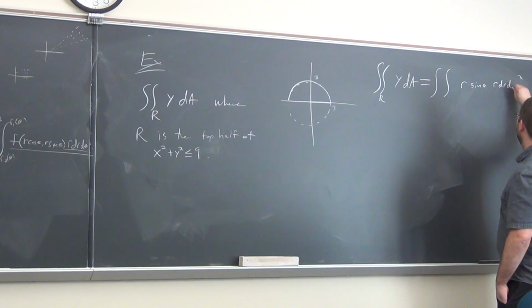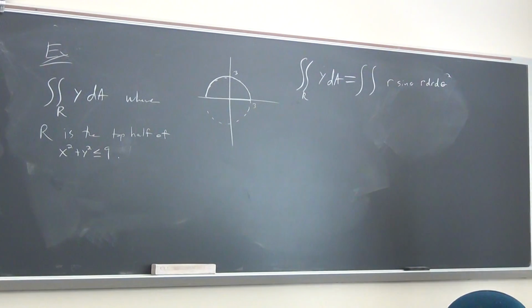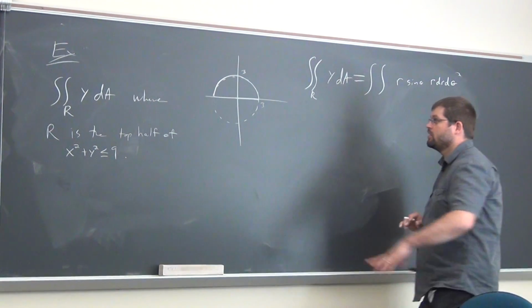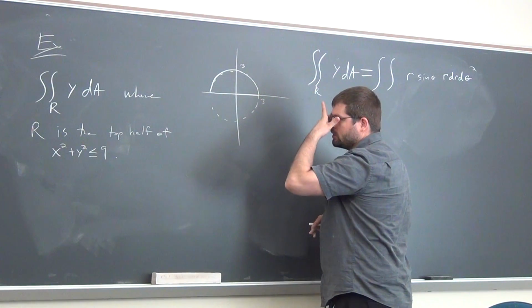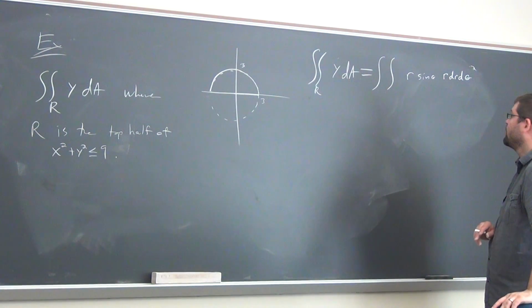R dr d theta, good. And so most of the time when we do this, we're going to get nice regions like this where we're going to just get constants. There's other exceptions, but 90% of the time this is what happens.